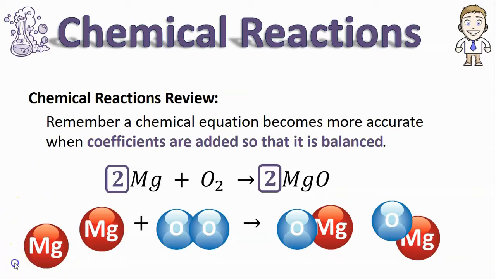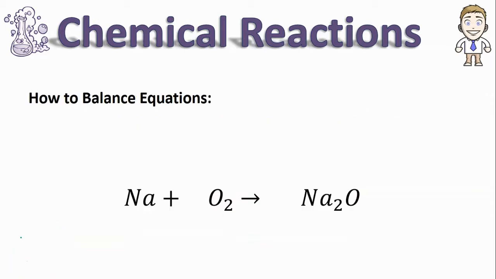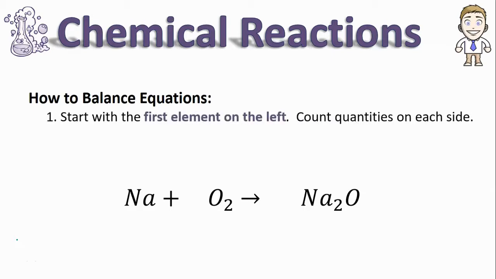The only thing we did not say in the last video is how do you know what coefficients to use? So let's take a look at a couple examples of exactly how to balance. The first thing we're going to do when we're balancing is start with the first element on the left and count the quantities of that element on each side.